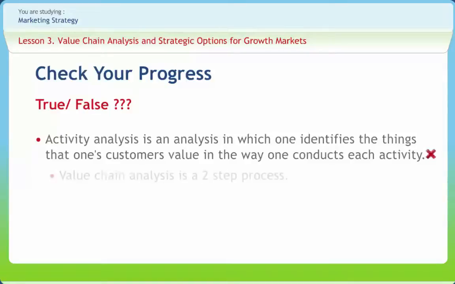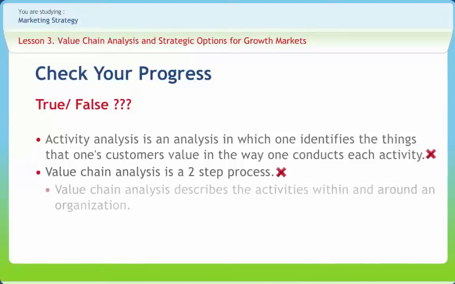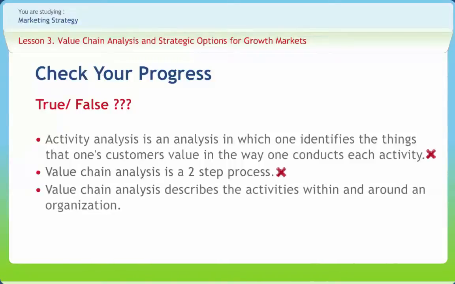Wrong. Value chain analysis is a two-step process. Right or wrong? Wrong. Value chain analysis describes the activities within and around an organization. Right or wrong? Right.